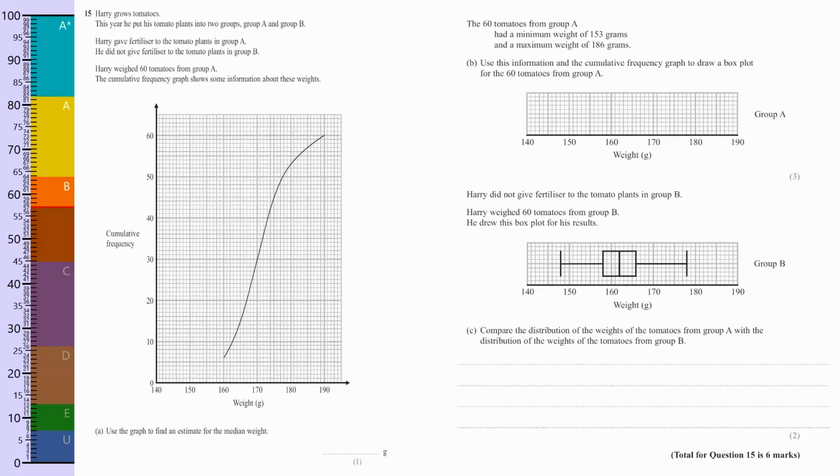Okay, this is a cumulative frequency and box plot question, so it's a grade B question, and so we can see if we got this correct, then we'll be getting quite close to an A grade, as long as we got 100% so far. Okay, so it says use the graph to find an estimate for the median weight.